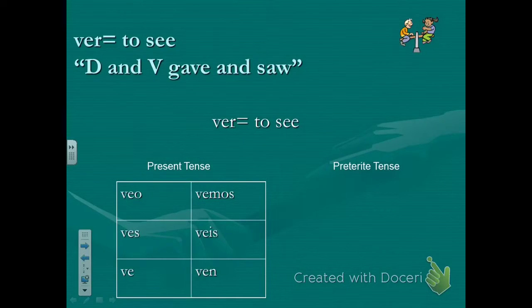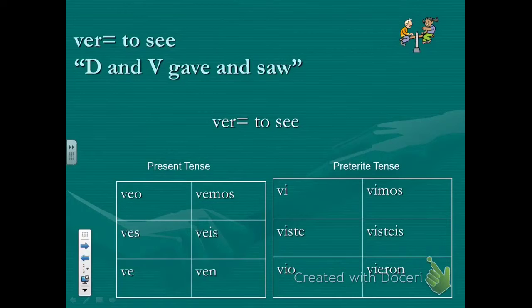Okay? Now here's the preterite tense. This isn't quite as irregular as dar was because it's an ER verb. So it pretty well follows the ER and IR pattern. Vi, viste, vio, vimos, vieron. Just like dar, but with a V instead of a D.